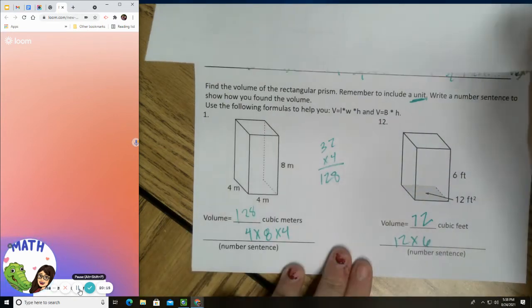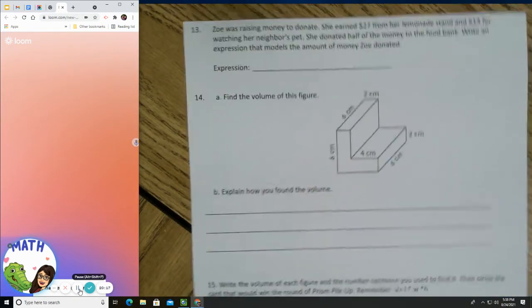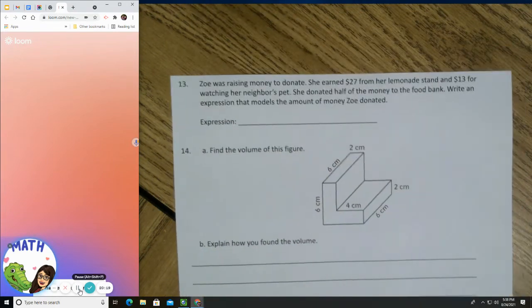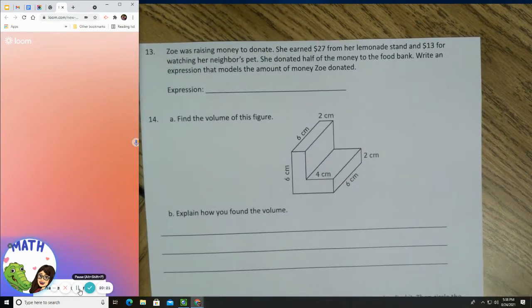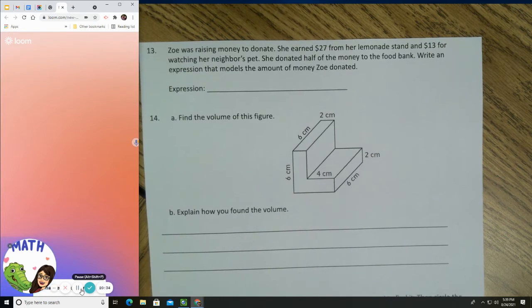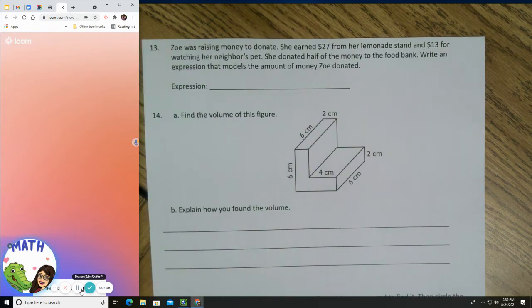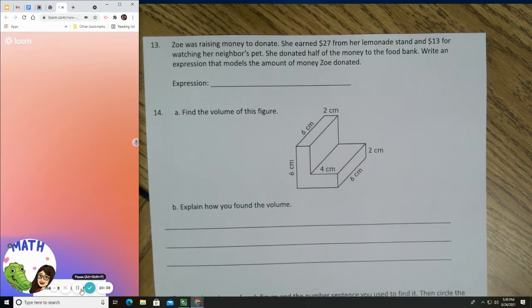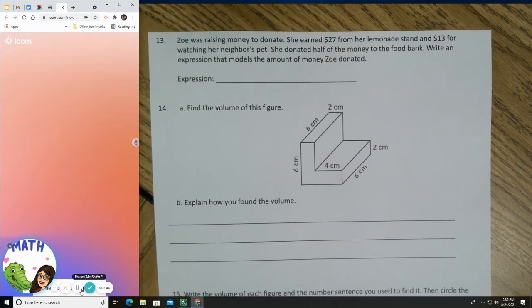All right, time for the last page of this study guide. Let's get it done. Let's finish strong. Again, if you need to pause, feel free to do so. All right, number 13, Zoe was raising money for debate. She earned $27 from her lemonade stand, $13 for watching her neighbor's pet. She donated half of the money to the food bank. Write an expression that shows the amounts of money that Zoe donated.